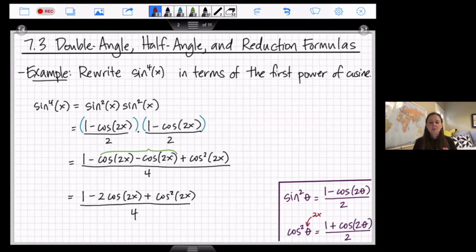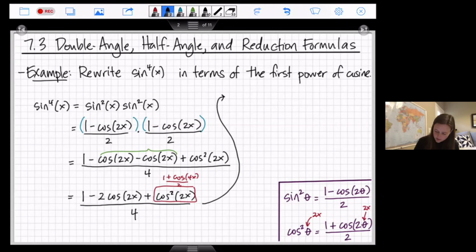So that cosine squared formula says whatever that theta is, over on the right-hand side, you're going to multiply it by 2. All right, so my theta is now 2x. So my formula on the right-hand side, 1 plus cosine, is going to be cosine 4x. Whatever that theta is gets doubled in the formula. So I'm going to replace cosine squared 2x with 1 plus cosine 4x over 2. And this is going to give me a kind of ugly looking complex fraction.